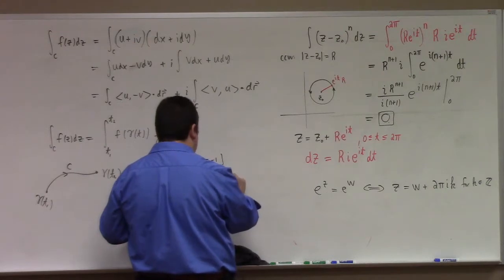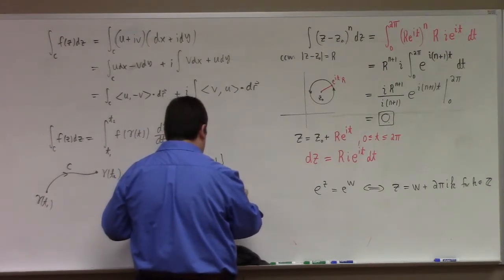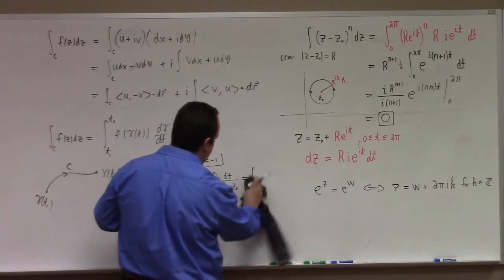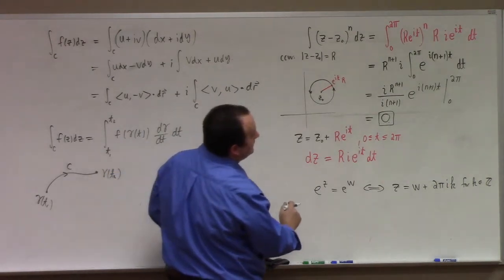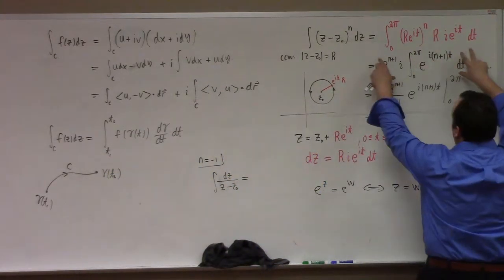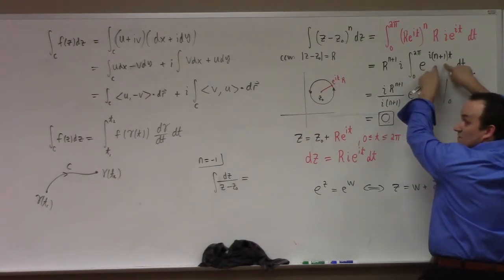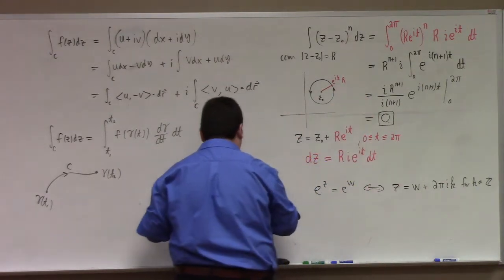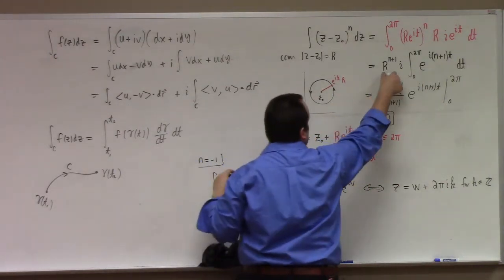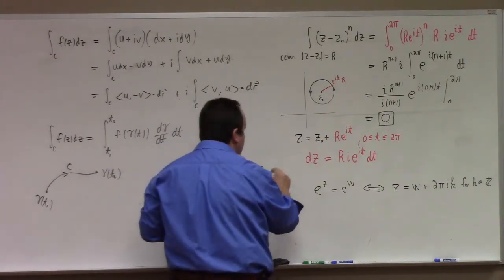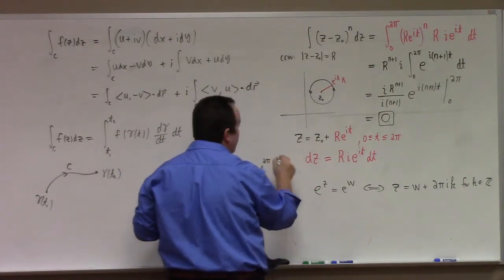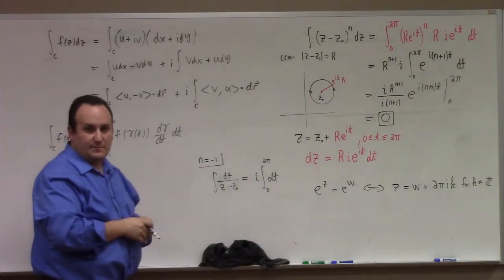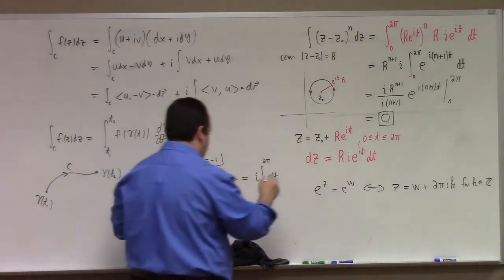So we could rewrite it this way. It's 1 over z minus z naught. Everything here would be legit. It's just that this is e to the 0, so we've got an i, and that's r to the 0 as well. So we get i times the integral from 0 to 2 pi of dt, which is 2 pi i.